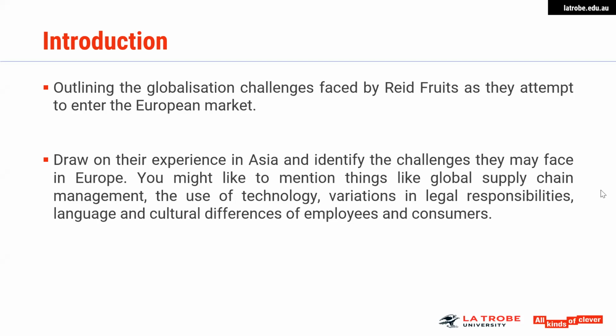So as you work through the readings and the activities from week 1A, week 1B, week 2A, and week 2B especially, you'll come across a lot of information that will help you with this section as well. So this is things like the global supply chain management and the use of technology, the different legal responsibilities you'll start to go through at the end of this week or the start of next week. So take note of what they are and the challenges that may cause to an international company. Then the language and cultural differences of employees and consumers. Skip ahead to weeks 3 and 4 to have a look at what some of those might be, and bring those into your report as well.